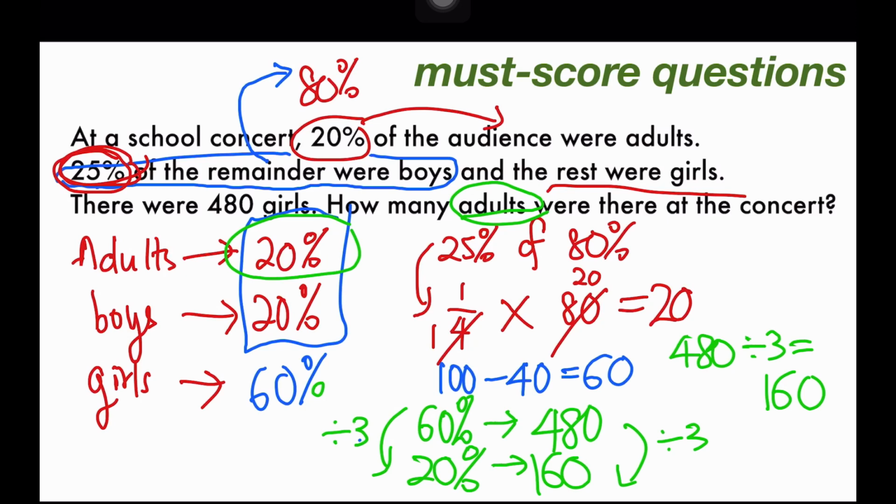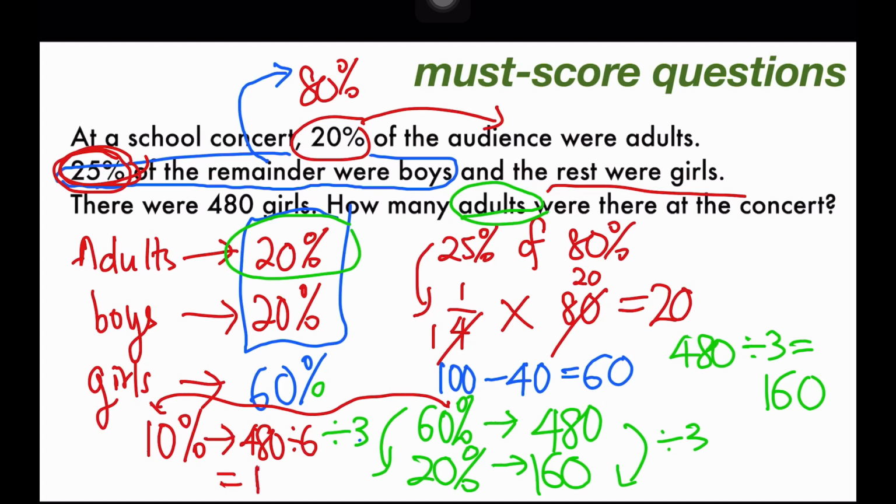Now you're wondering, how can I do it if I do not know how to change the percentage fast? Well, you can first of all change it to 10%. So from 60%, change it to 10% by dividing 480 divided by 6, which I will get 70. No, 80. It's very messy.